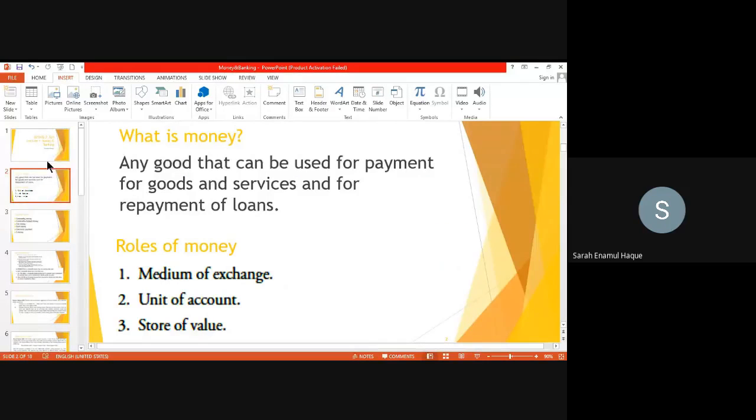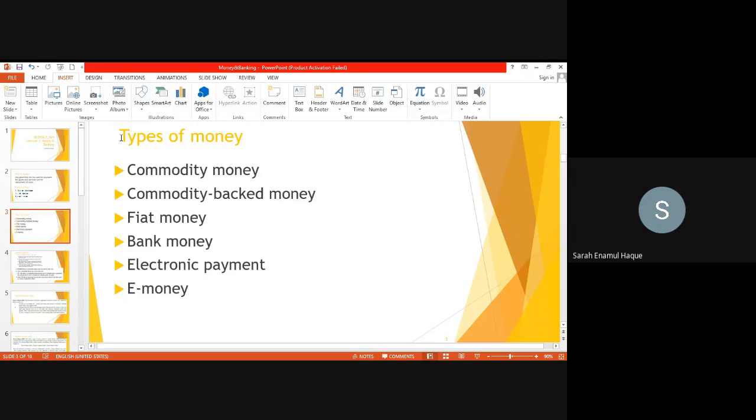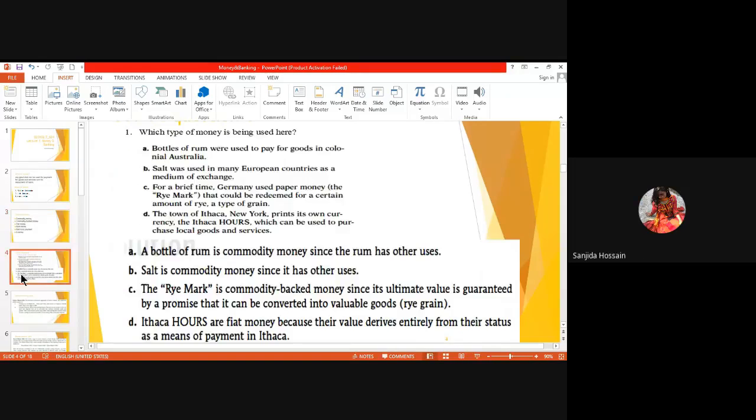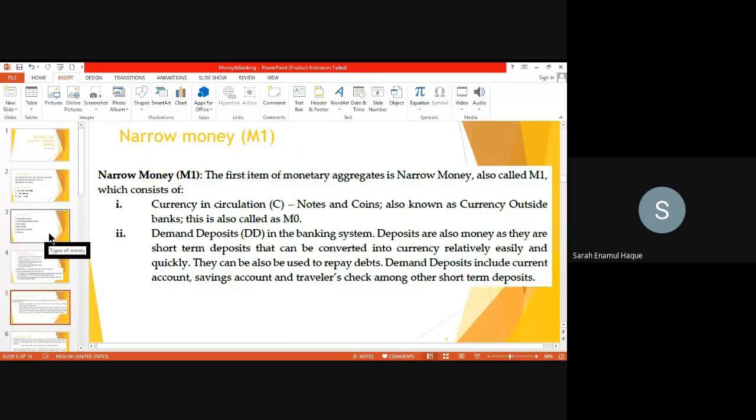So we first found out what is money and what are the roles of money. We discussed this in the class at length. So please go and check the class lecture. We also discussed the different types of money that has evolved around the different years. Ma'am, please describe M1 and M2 a little. Okay, so here we go. There you go, M1, M2.